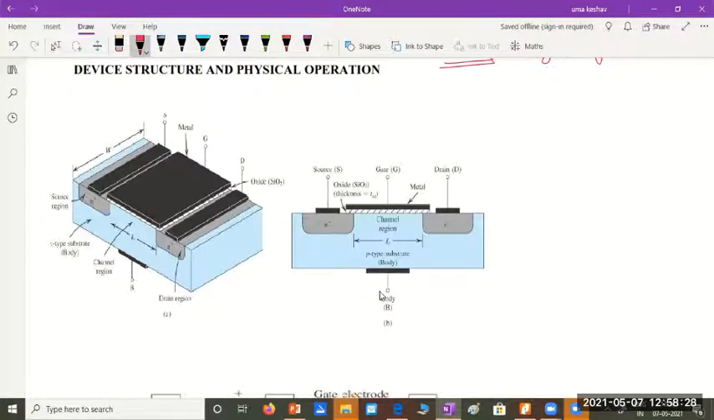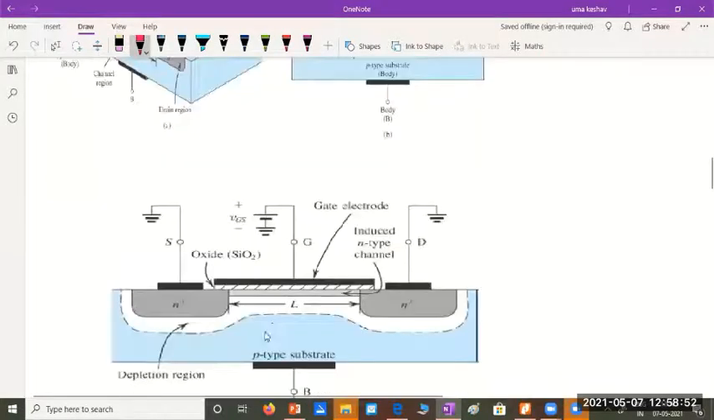This is a 4-terminal device normally, but we still consider it as a 3-terminal device because very often we are going to short the substrate to the source. Since it becomes easy to work with 3 terminals, we will commonly short the source and the substrate. Then this becomes a 3-terminal device. So this is about construction.